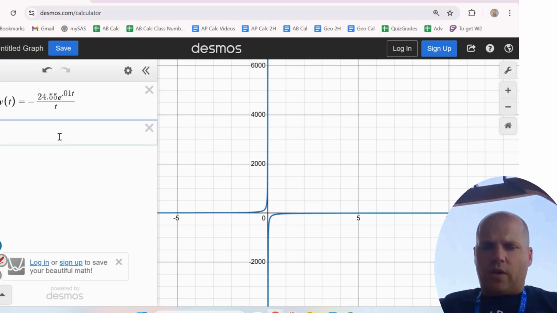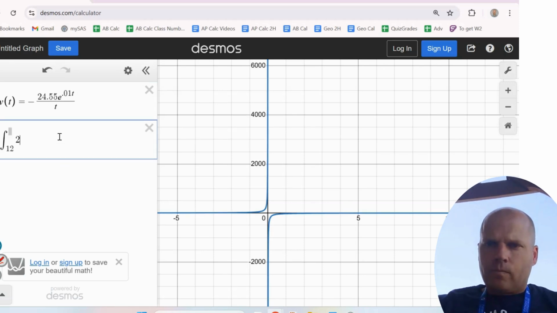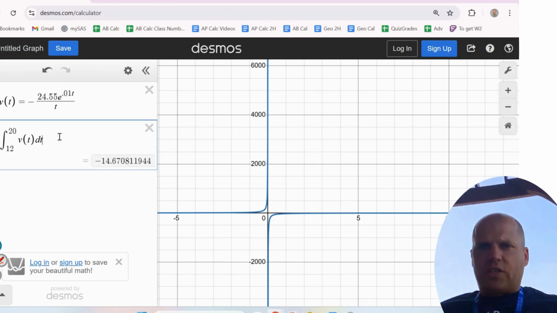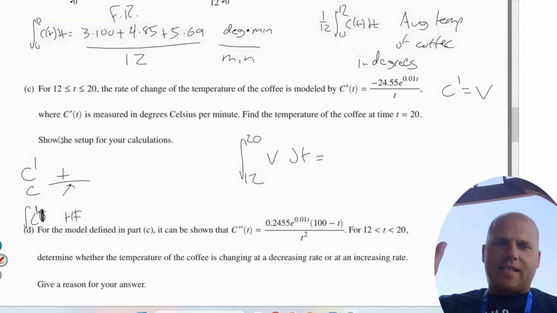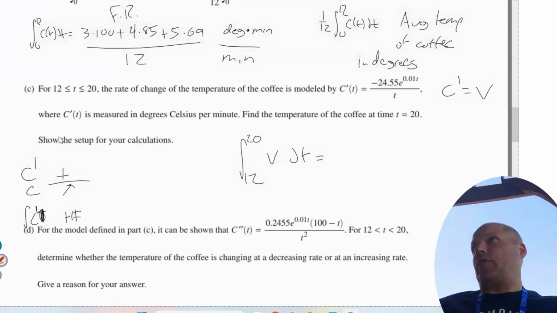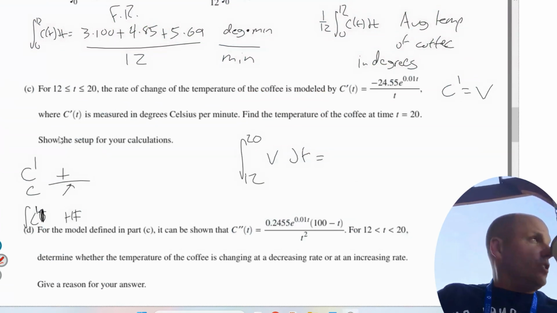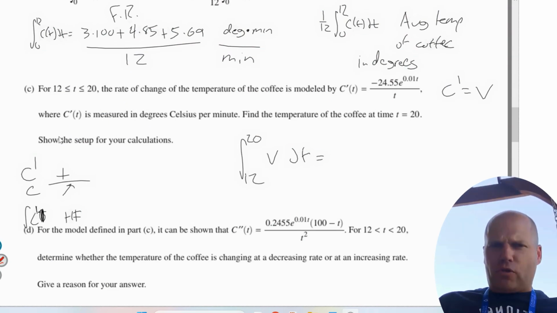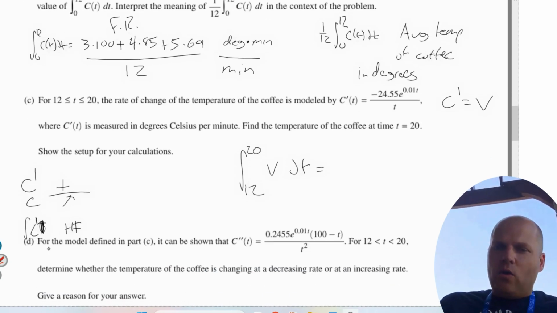Now, when you accumulate V, you get this negative 14.67. That is not the temperature. Your coffee is definitely not negative 14 degrees Celsius. That's very frozen. 0 is freezing in Celsius, right? So what do we need? Well, we got to know what C at 12 is.